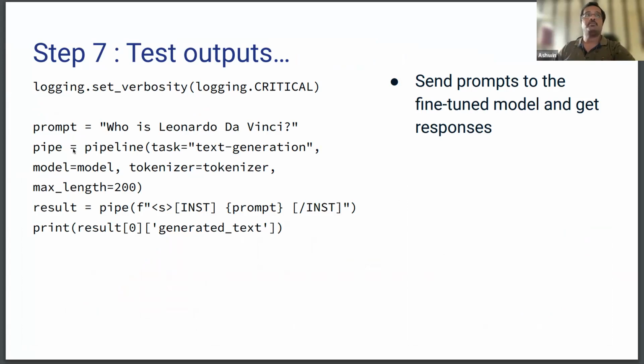Here, for example, you can define a prompt. In this case, we're asking who is Leonardo da Vinci. And then you set up these variables: the model that you have, the tokenizer that you have, and the text. This is a text generation model. Then you take the result and pipe it to display it to you in a user-friendly format. Basically, you can repeat this multiple times using different prompts that you want to try, and then you can see the output from the fine-tuned model.